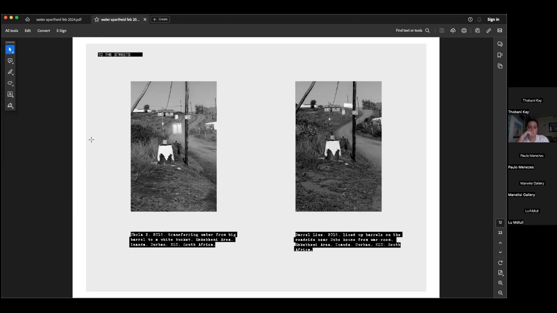right? So I just liked framing this image in this way. I just felt like I understand how the barrel feels.